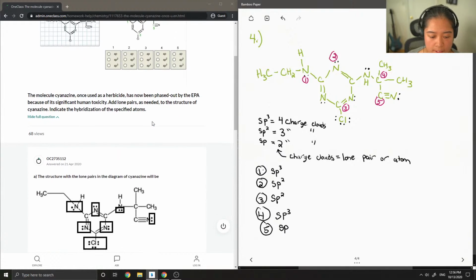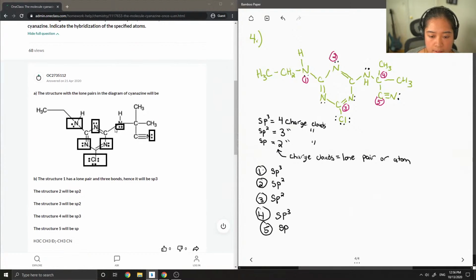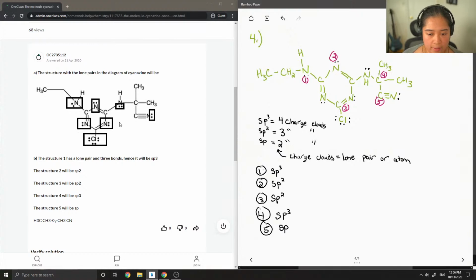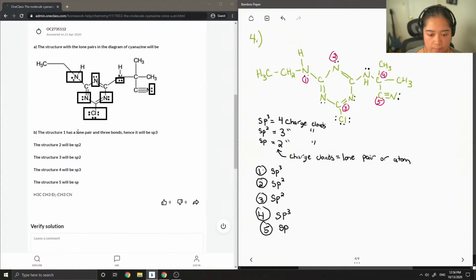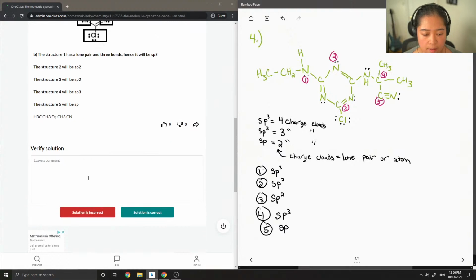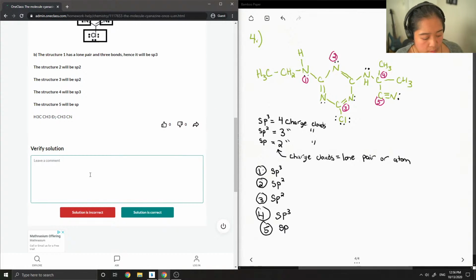Now let's look at our answer. They drew in all of the lone pairs in the right places. Lone pair in 3 bonds, sp3, sp2, sp2, sp3, and sp. So this solution is correct.